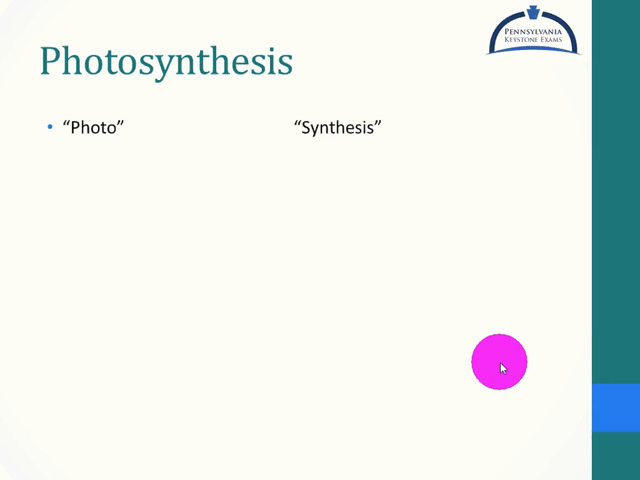An overview of photosynthesis. The two main processes we're going to be talking about in this podcast are photosynthesis and cellular respiration. Photo referring to light, and synthesis referring to creation, making. So the idea here is we are going to be making sugar, or making energy, out of sunlight.